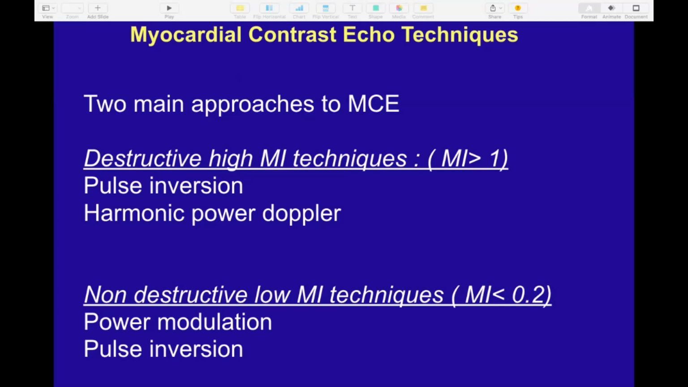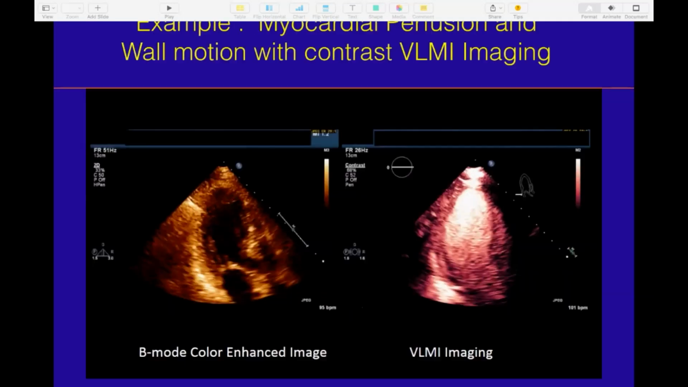So there are two main approaches. One is called destructive, where you give that high mechanical index signal with pulse inversion and harmonic power Doppler. And the other one is called power modulation. We won't be able to get into the details of this, but the bottom line is we're going to be focusing on low mechanical index techniques.